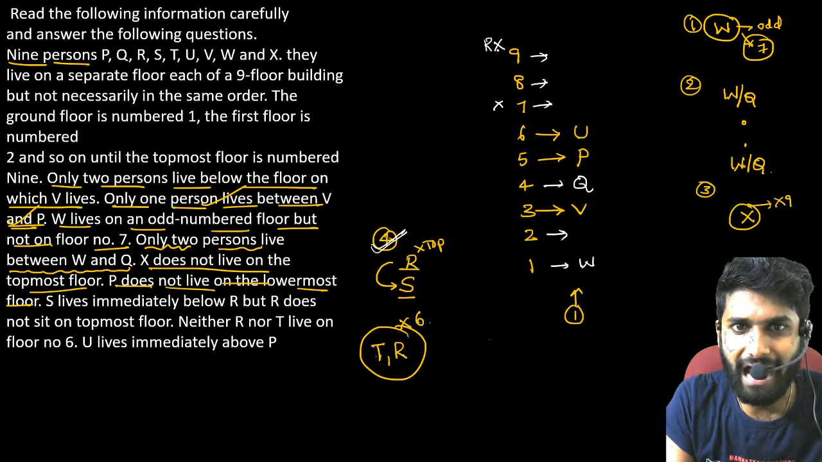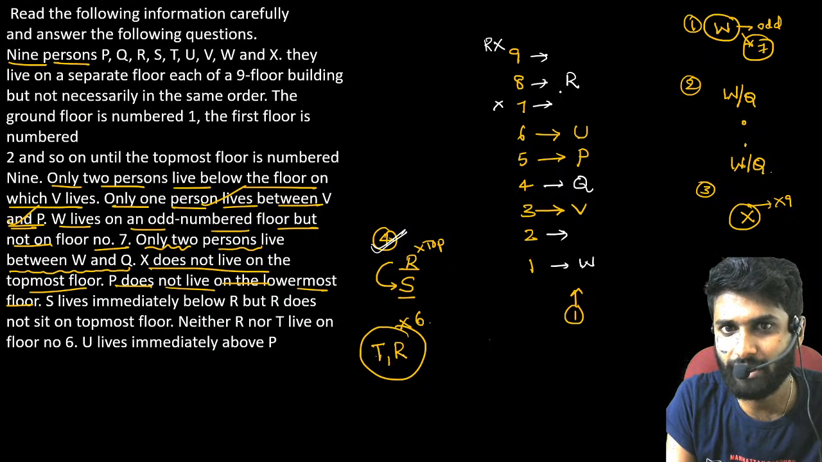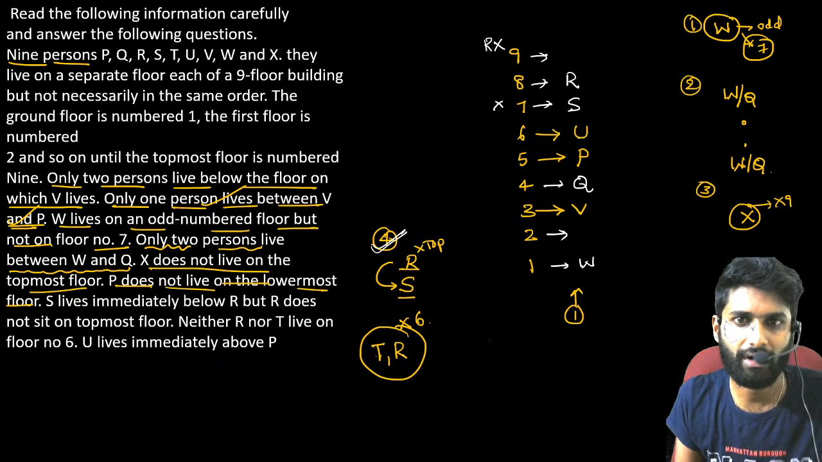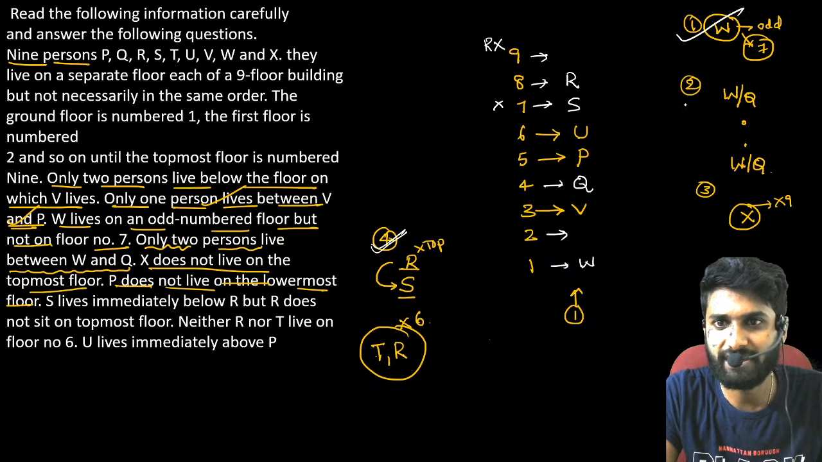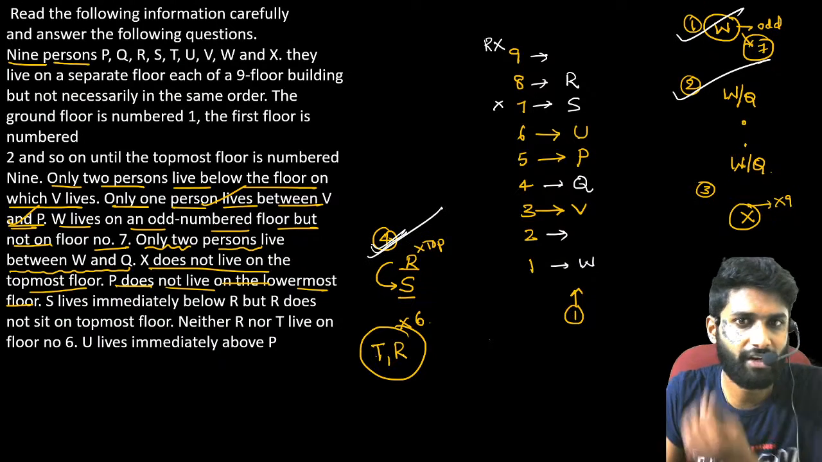Now we cannot place R on the ninth floor, so you can confirm R is on the eighth floor. If R is on the eighth floor, S is on the seventh floor. Completed, guys. So you completed the first information, the second information, and the fourth information.